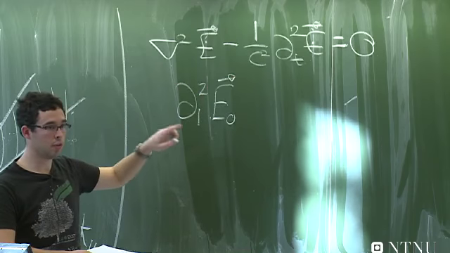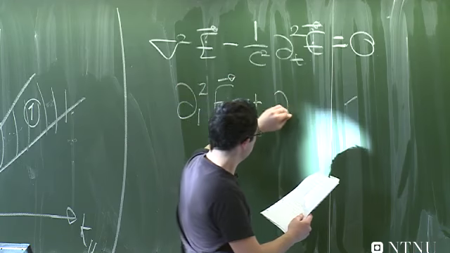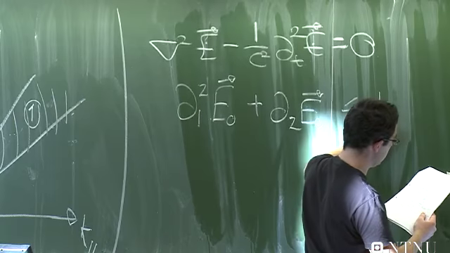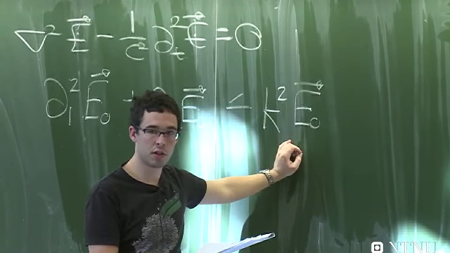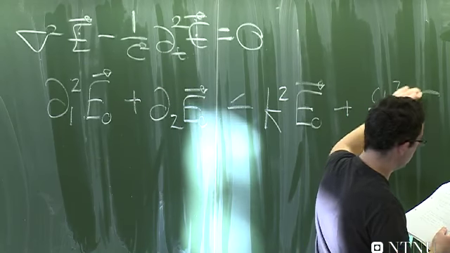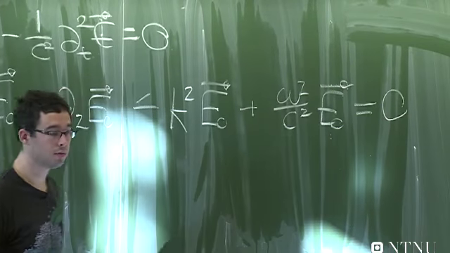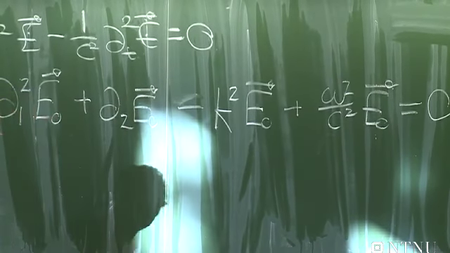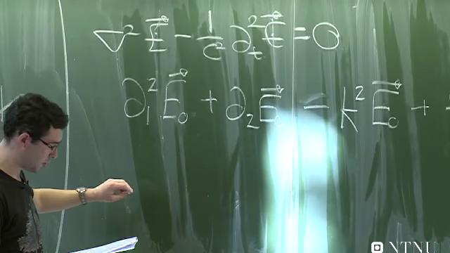which is now not a constant. It's a function of the position in the plane transverse to the direction of propagation, plus d2 square of the same vector, minus k square E naught. This is from the derivation in the x3 direction. Plus omega square over c square E naught, and this is from the time derivative. I get down an i square, which gives me the sign. And this is, of course, dependent on x1 and x2, but I don't write it explicitly.